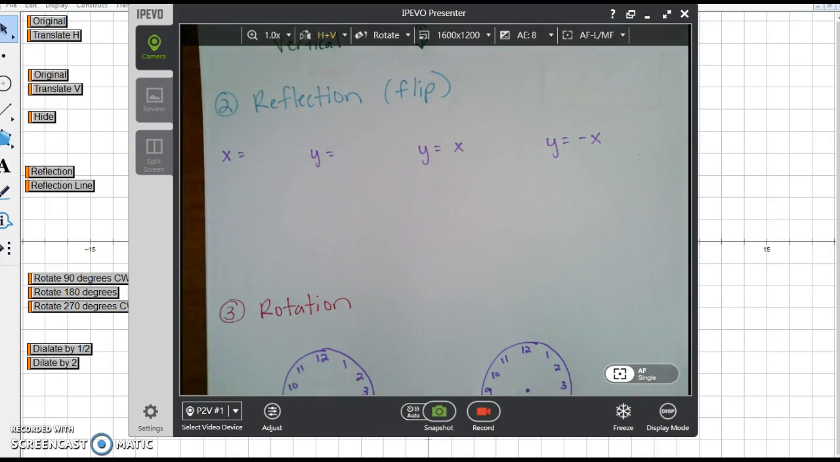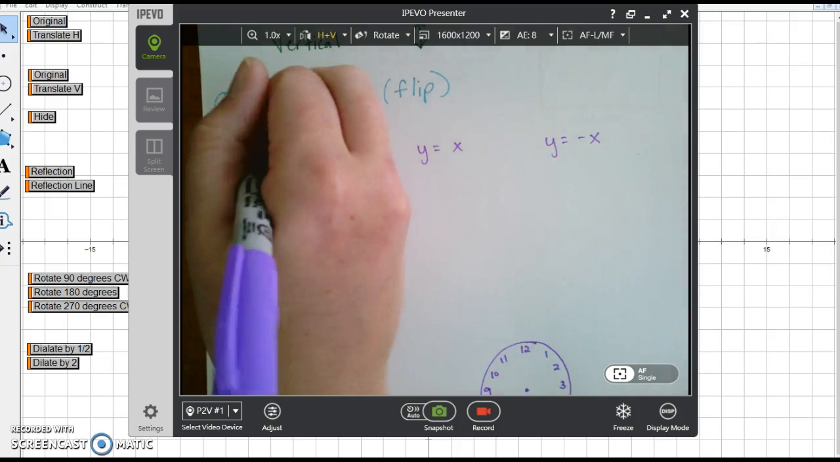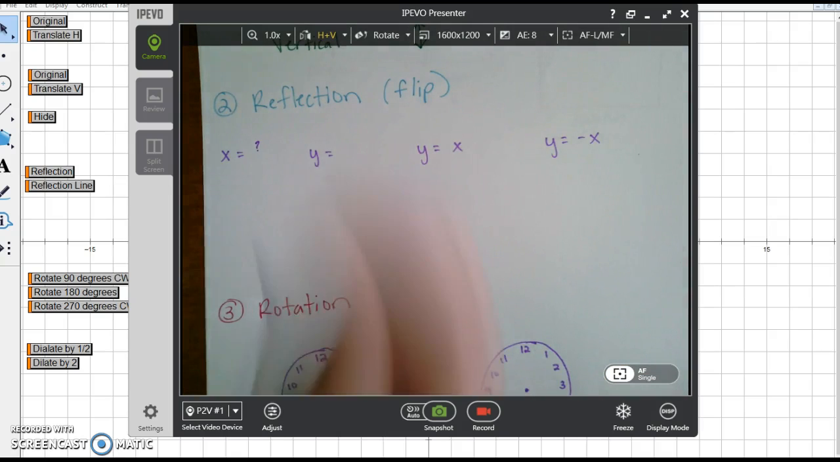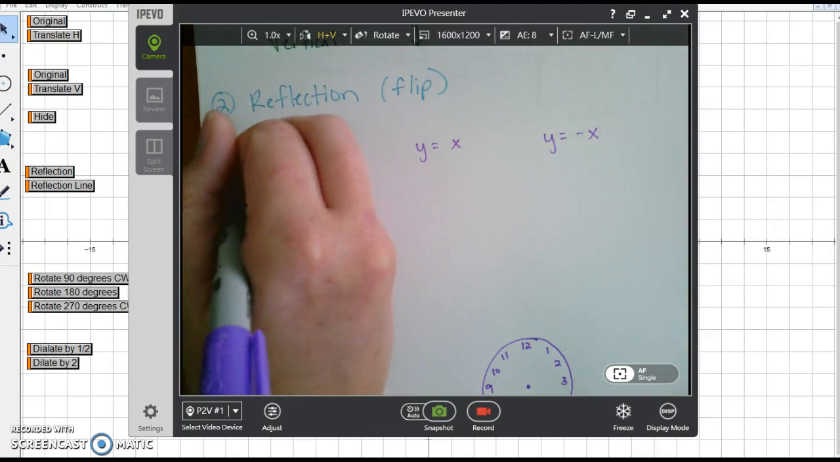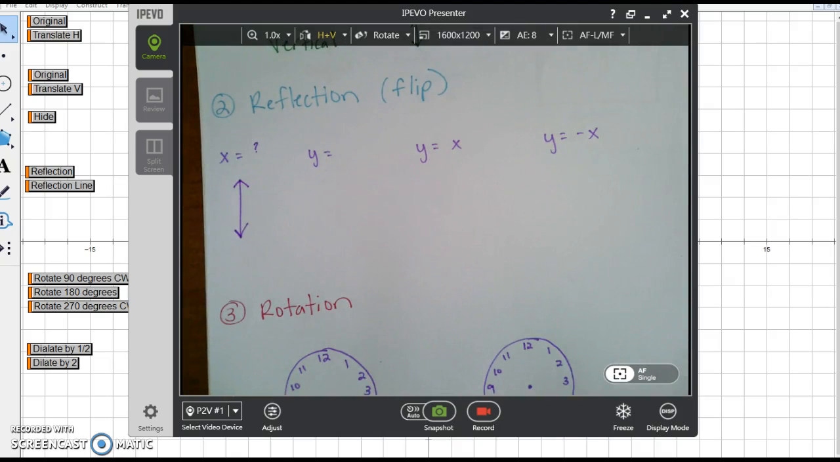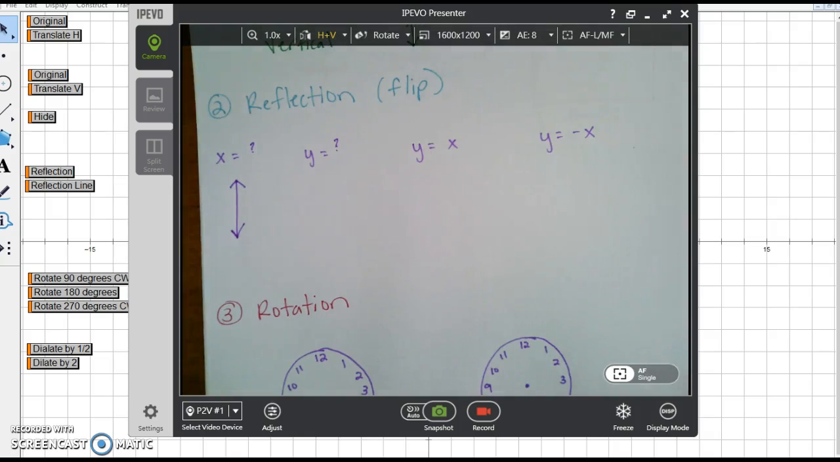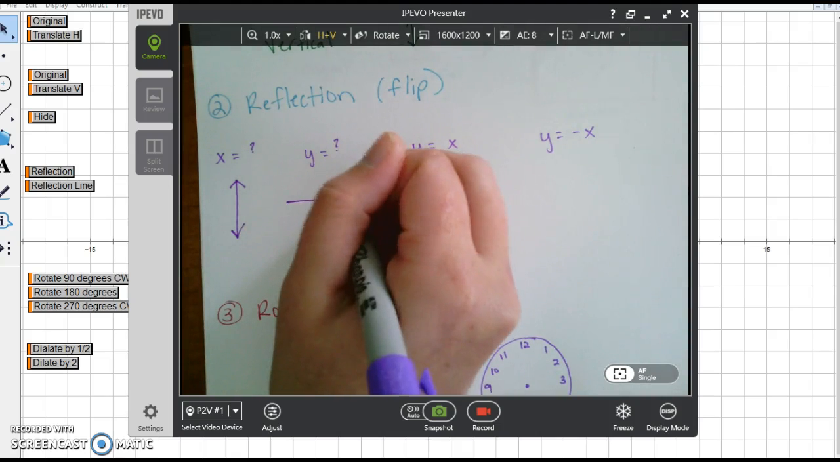You can reflect over the line x equals some number. So any number here, whatever number they put, if you're flipping over x equals a number, you're flipping over a vertical line. If you have y equals some number, so any number, it'll be a horizontal line that you're flipping over.